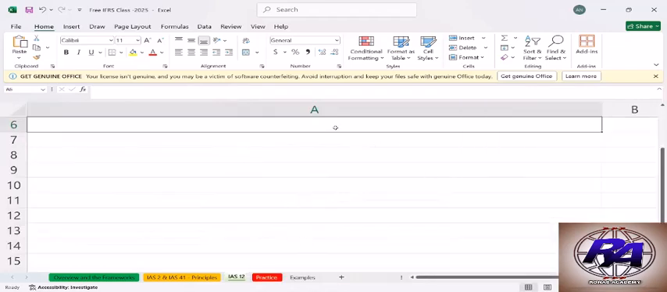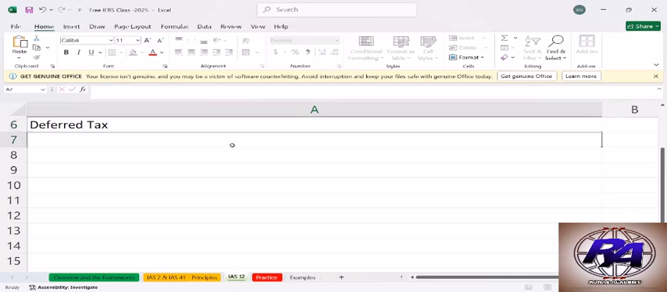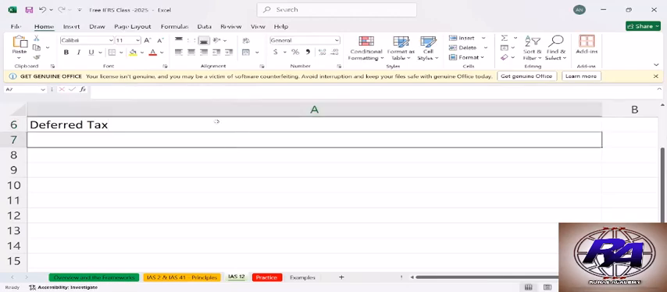Deferred tax. All right. So we are now done with everything that we need to know under current tax. So now we want to look at deferred tax. What is it about? How do we derive it? And what are some of the things we have to do?